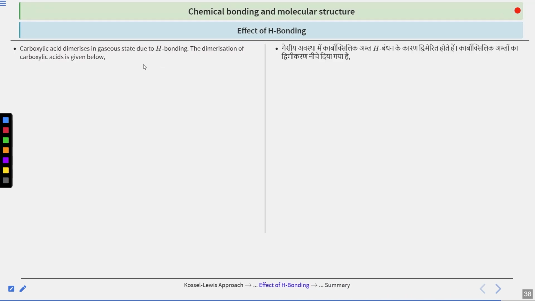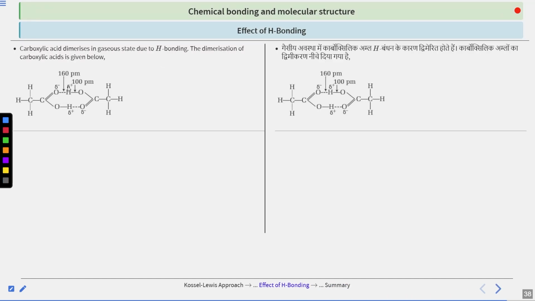Now carboxylic acid also dimerizes. And due to this dimerization, the H plus availability is also decreased. So the acidity of these compounds is also affected by the hydrogen bonding, because now the hydrogen is attached to two oxygen atoms, one by covalent bond, another by hydrogen bonding.